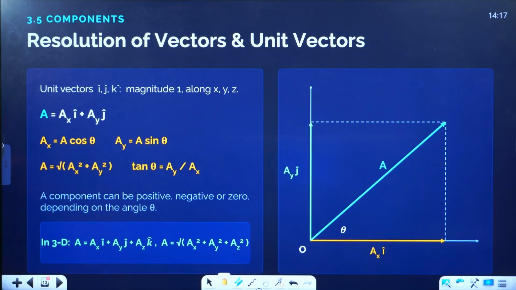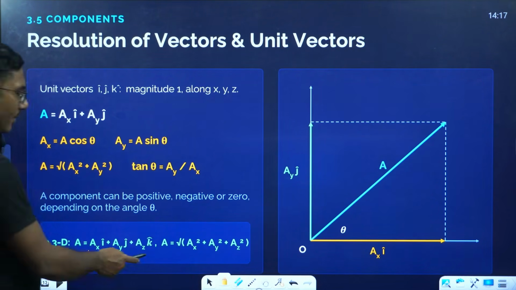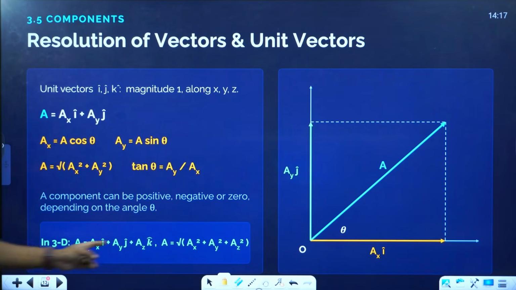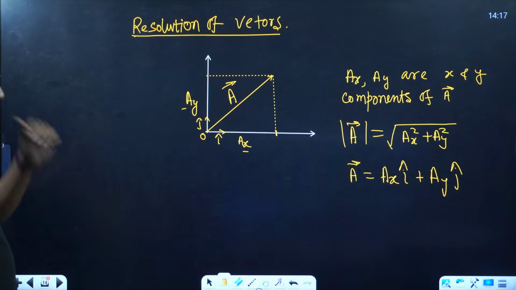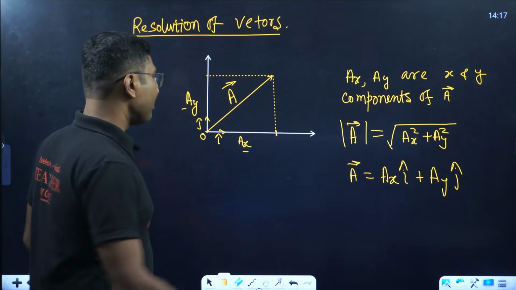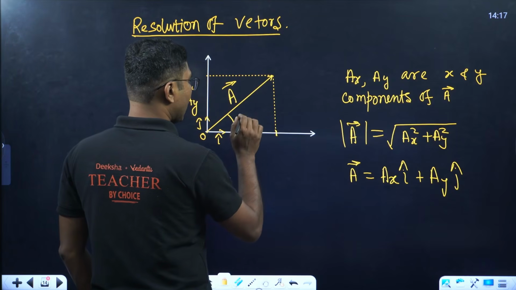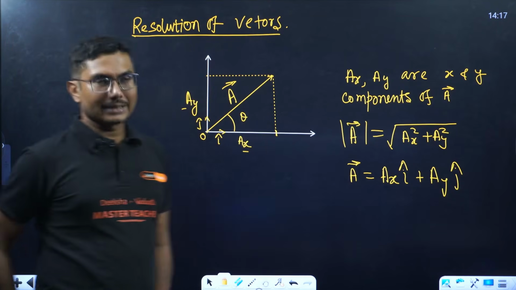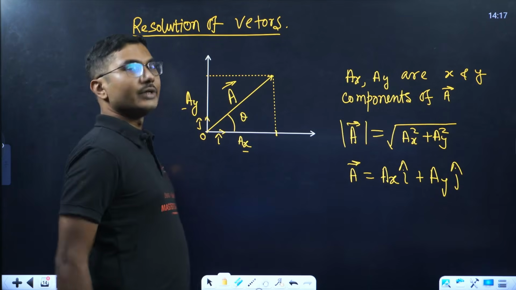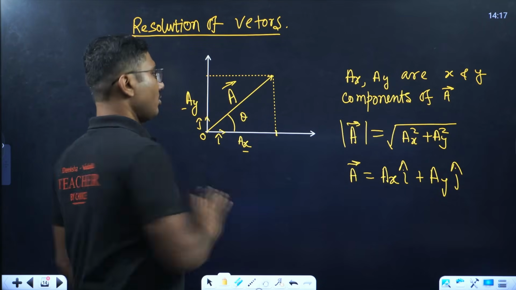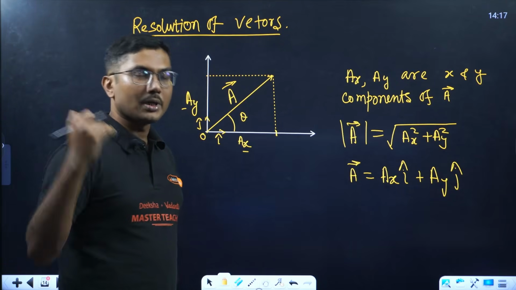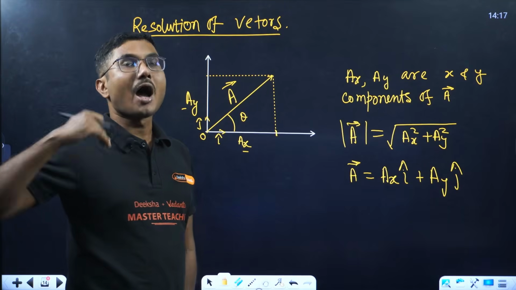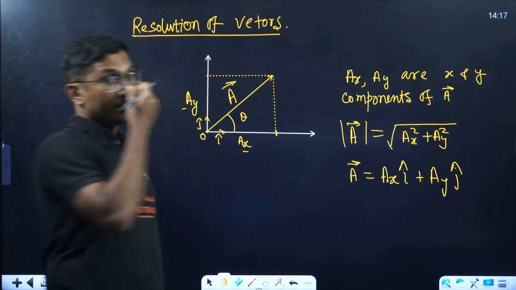In terms of three dimensions, this can be written as ax i cap plus ay j cap plus az k cap, and the magnitude becomes the square root of ax square plus ay square plus az square. Now this ax and ay can be calculated using the angle theta. If you know how much angle it makes with the x-axis, you can calculate the x component and y component. There are a lot of ways to remember it. I will tell you the most important way to remember what this theta is, and based on that how you can identify which component it is.